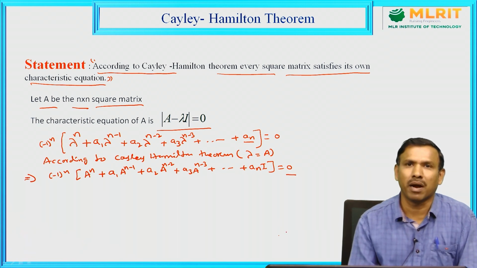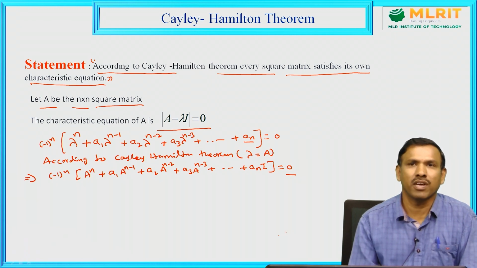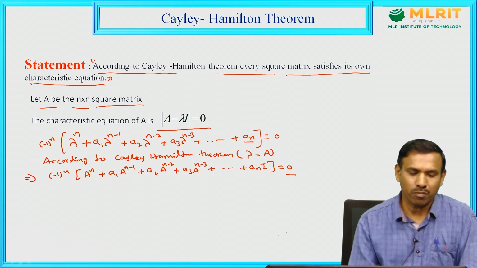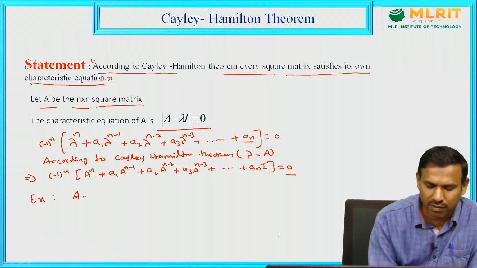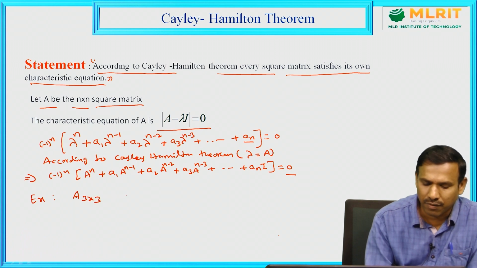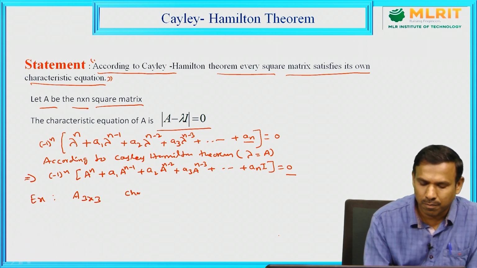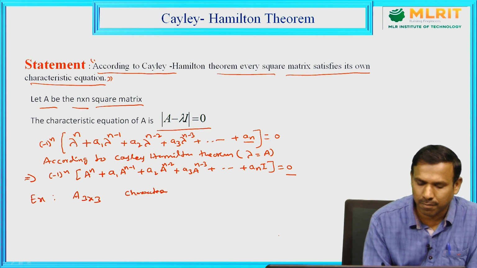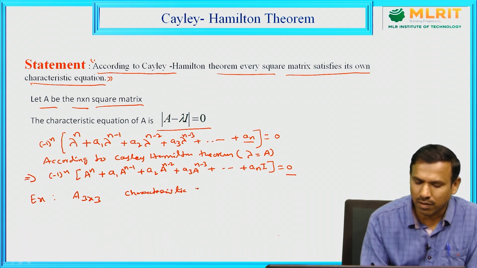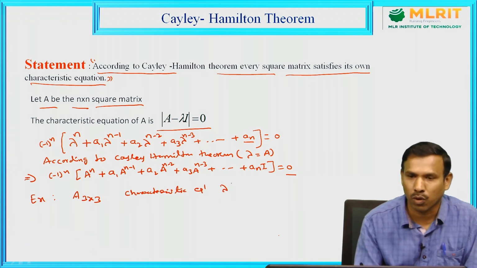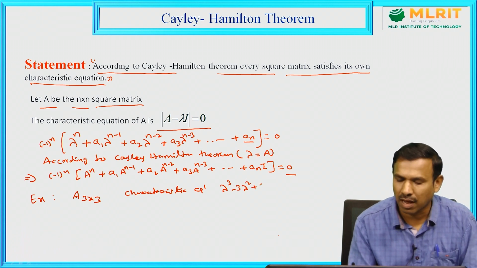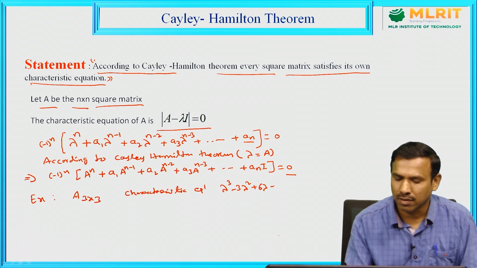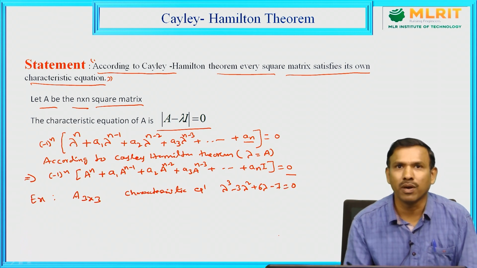Each element of the matrix will be 0. That is called a null matrix. That is the verification of the Cayley-Hamilton theorem. So, for example, suppose we have taken a 3 cross 3 matrix, and let us say we got a characteristic equation: lambda cube minus 3 lambda square plus 6 lambda minus 7 is equal to 0. We got one characteristic equation.